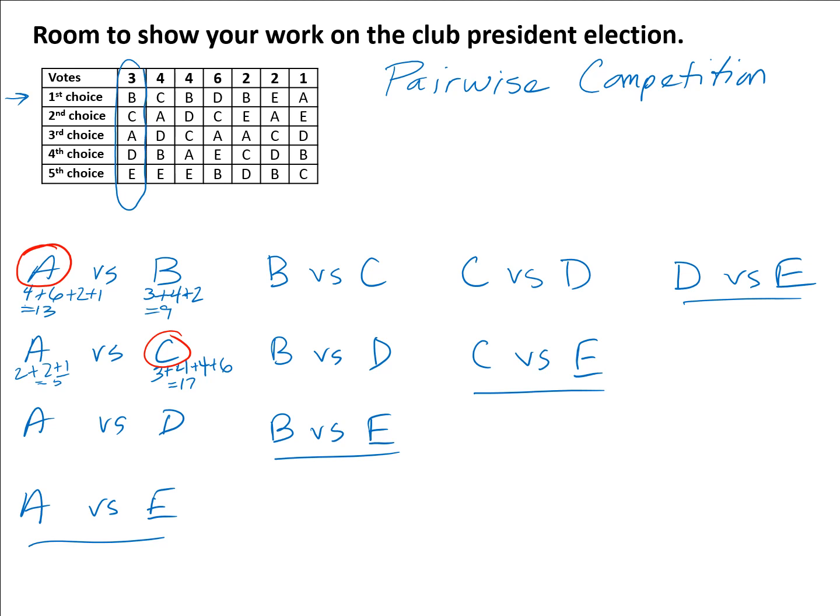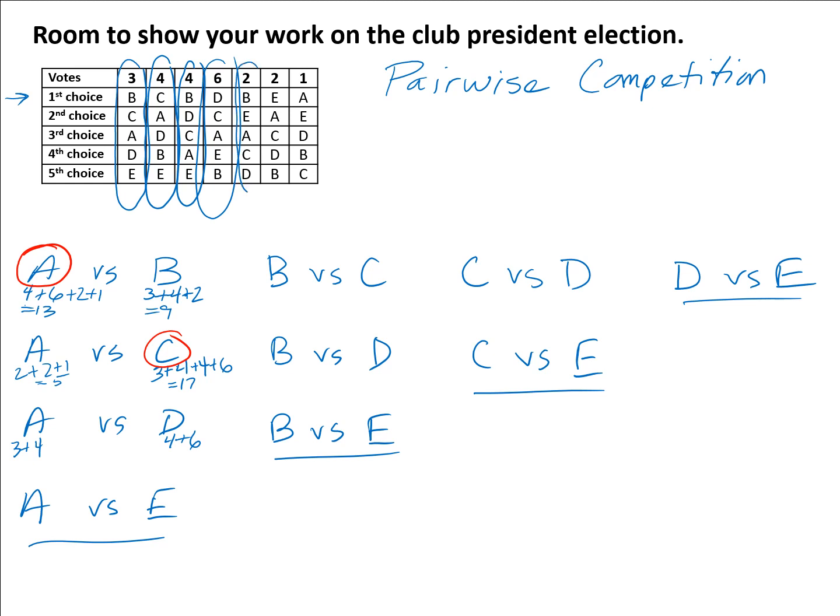All right, next grouping, A versus D, next battle, I should say. A wins the first 3 votes. A wins the next 4 because A is above D. Then D is above A, so D wins the 4 in the third column. D is above in the fourth column, so D wins those 6.